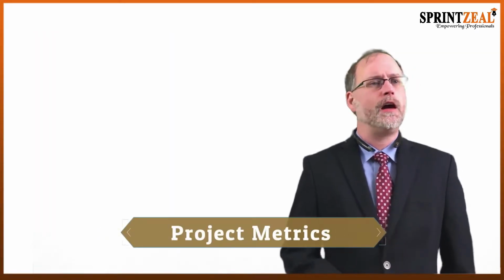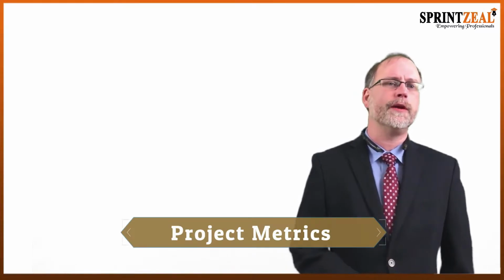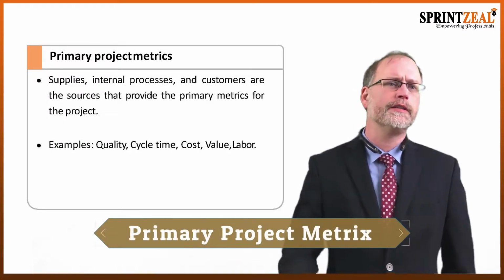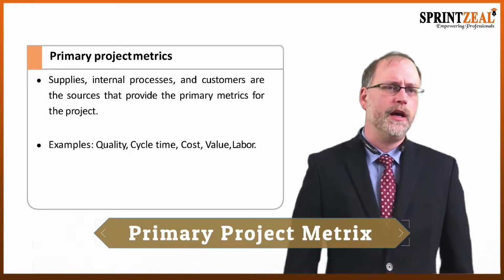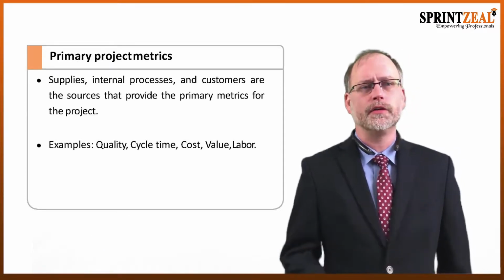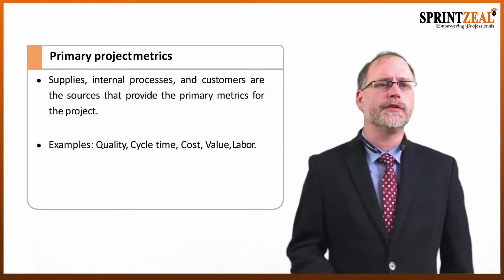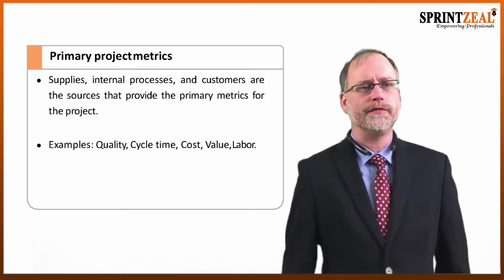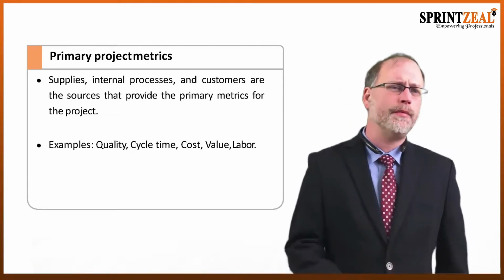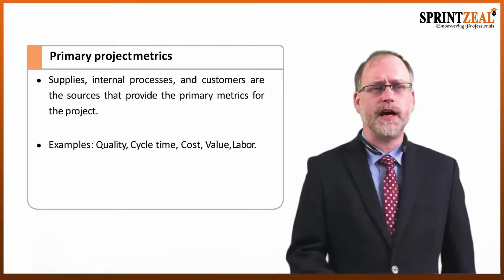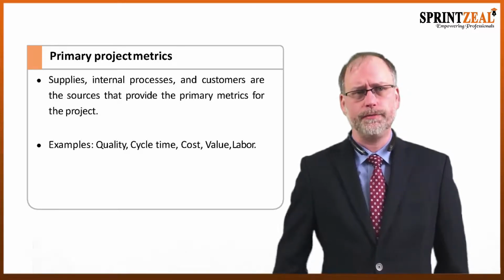Project metrics are the fundamental elements required for measuring a project's progress. They are developed in the define phase. However, they are not finalized until the measure phase of our project. And there are two types of metrics that we look at. The first one is our primary project metrics, which would be our suppliers or internal processes, and customers, which are sources that provide the primary metric for the project. So some examples might be quality, cycle time, cost, value, or labor.